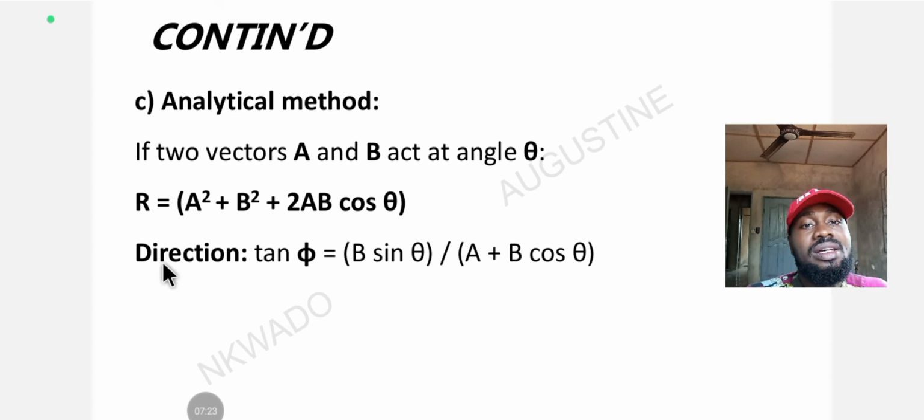Theta is the angle. If you want to calculate the direction, it's going to be tan, okay? Tan of the angle is equal to B sin theta over (A plus B cos theta). So this is the direction, and the earlier formula gives the resultant vector.